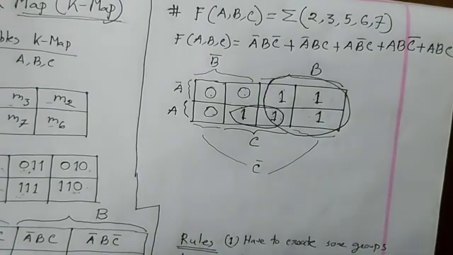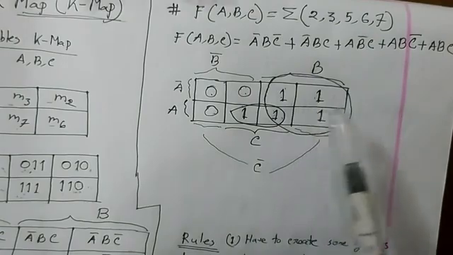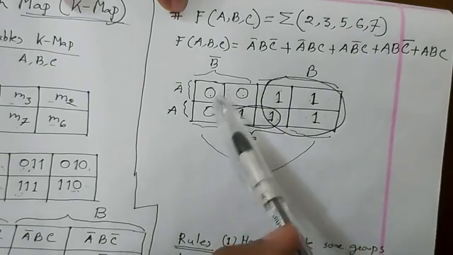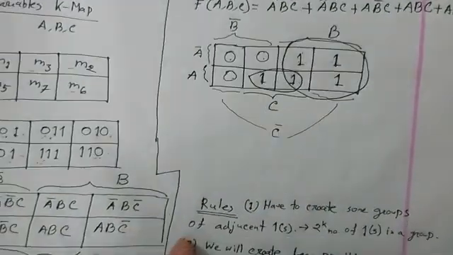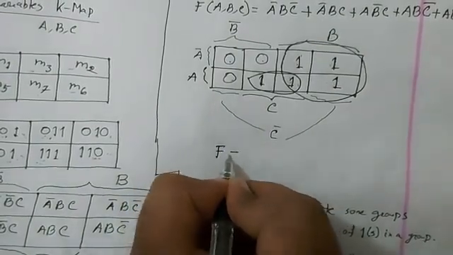So we have successfully created these groups. There are 2 groups. This is the bigger group with 4 ones, and this is another group with 2 ones. Now let's try to find the simplified equation from it.